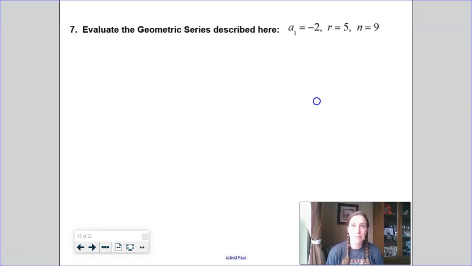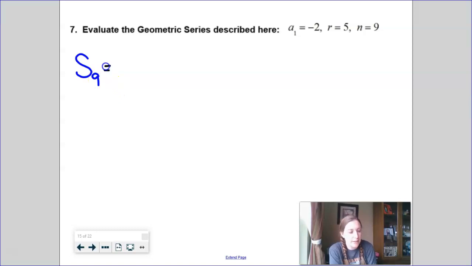So your choice. All right, so here we have a sequence with a first term of -2. They go ahead and give me the r, and they tell me the 9th term, and they want the series, which means they want me to add it up. So again, it's up to you. Which way do you want to do it? So using this new formula, we're doing 9 terms.